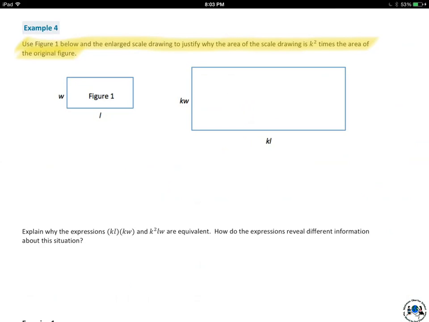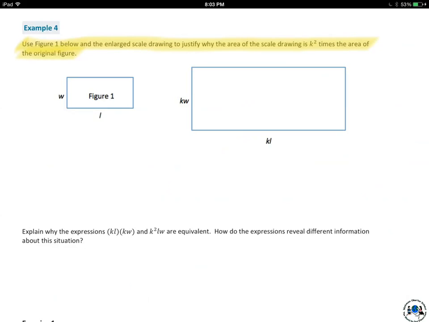Here we are at example 4. We are going to use figure 1 below and the enlarged scale drawing to justify why the area of the scale drawing is k squared times the area of the original figure. We're just going to do this together. What they're trying to emphasize here is getting you to justify this. It's powerful to be able to justify a rule.